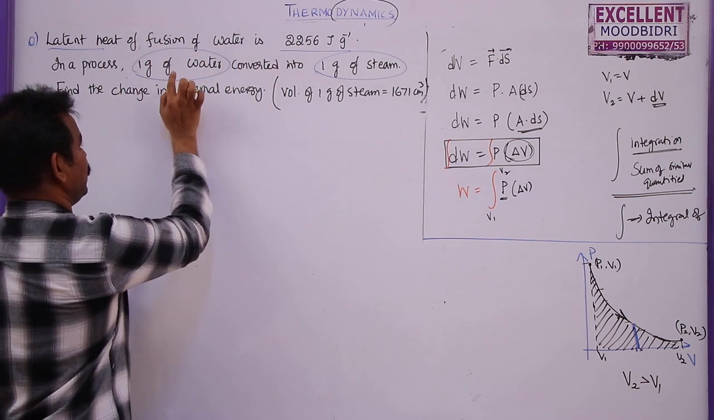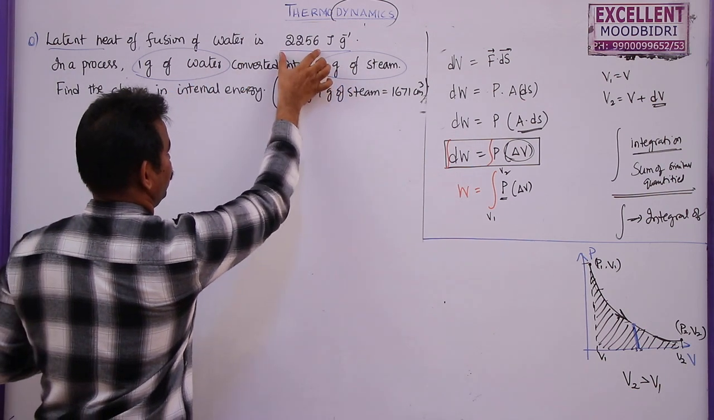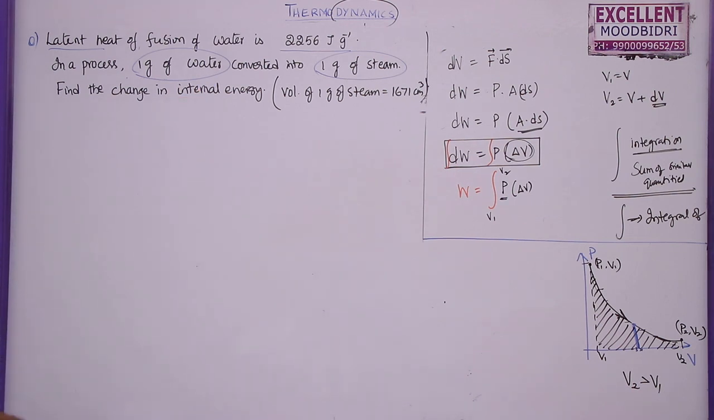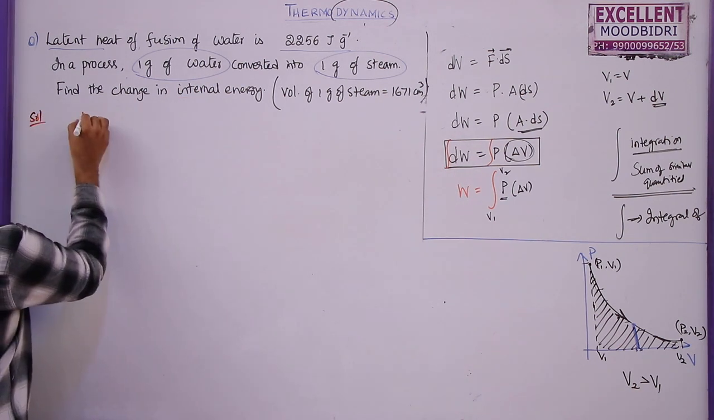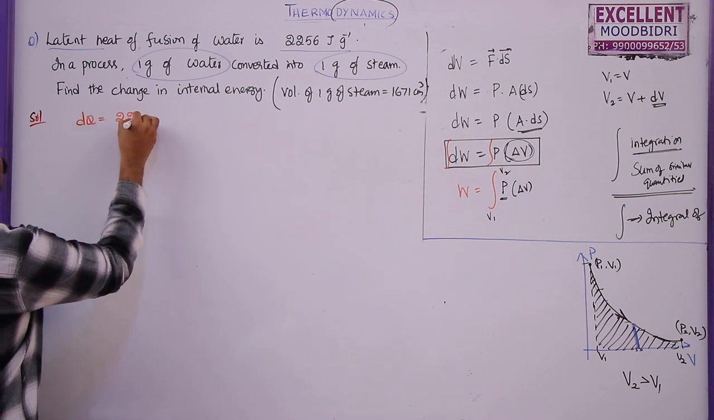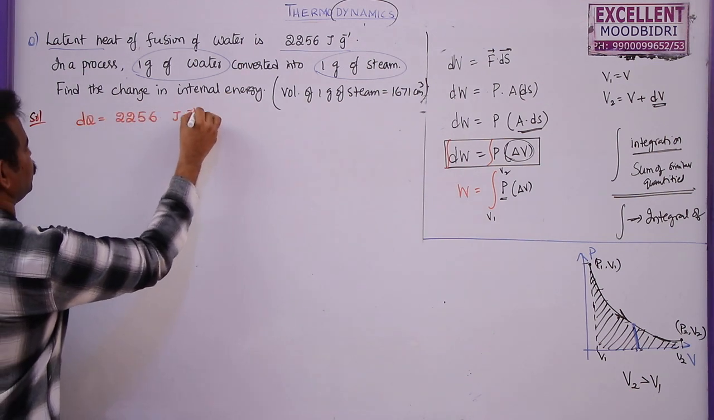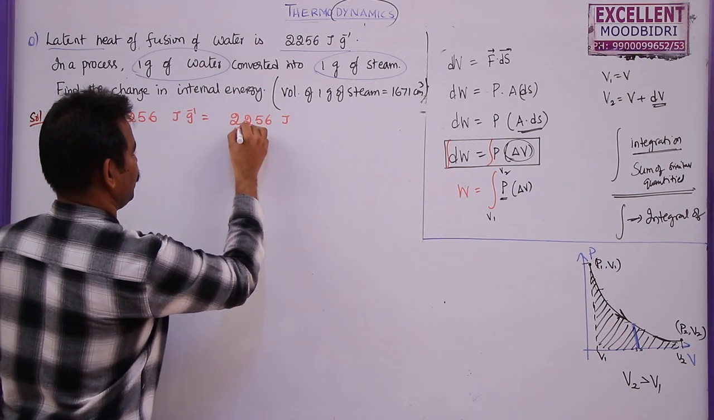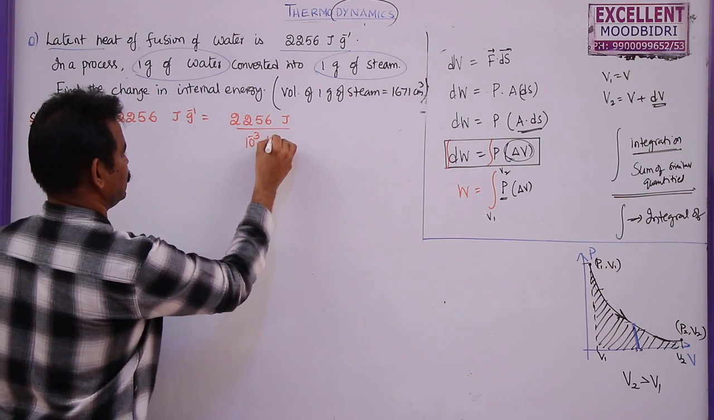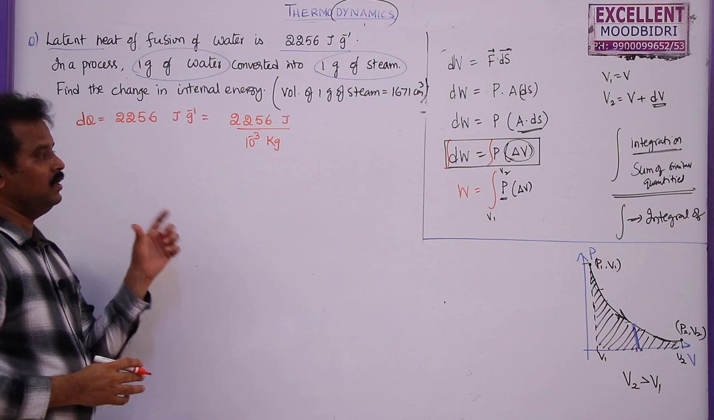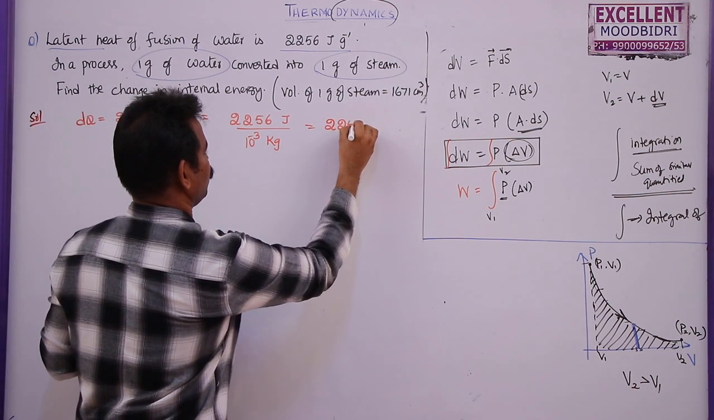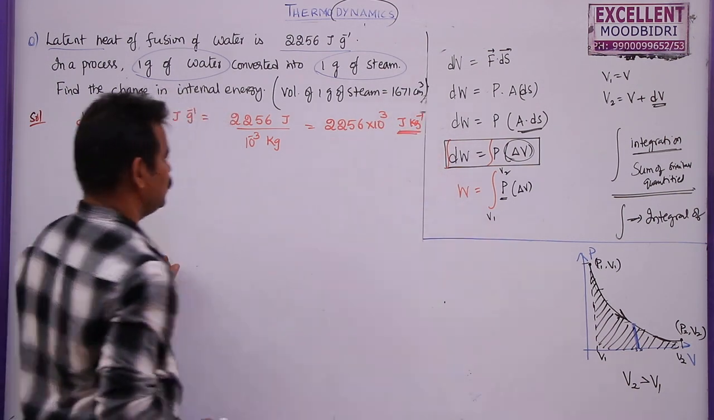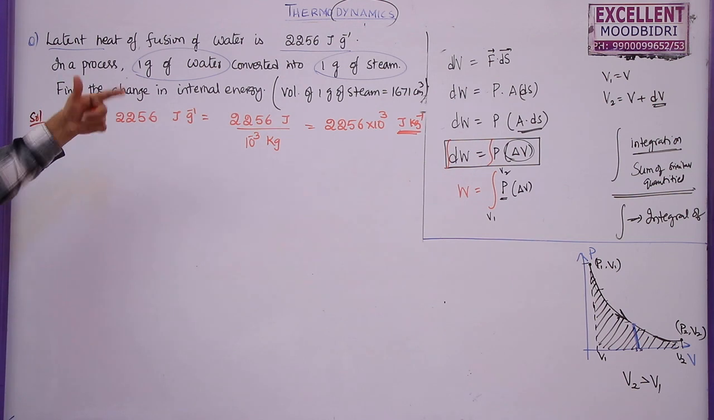That means to convert this 1 gram of water into 1 gram of steam, we need to supply this much energy. So that is the heat supplied in this system. I am going to write the heat supplied is equal to 2256 joules per gram, or 2256 joules per 10 power minus 3 kg, because I need this in the SI system. So this will become 2256 into 10 power 3 joule per kg. So this is the dQ, heat supplied to the system.